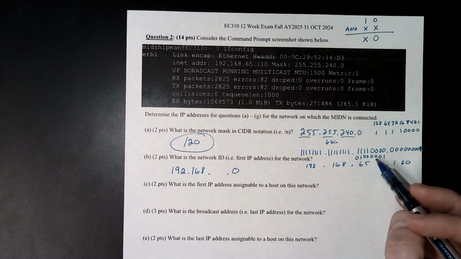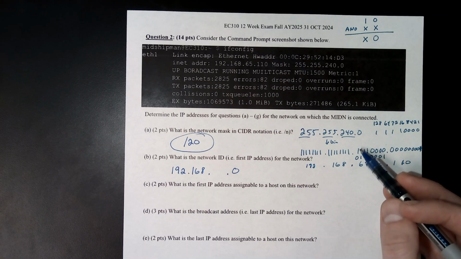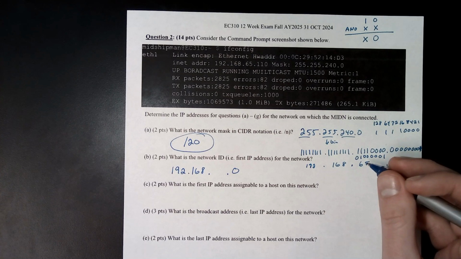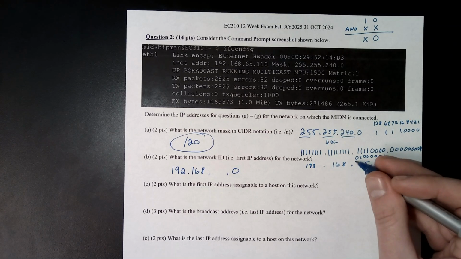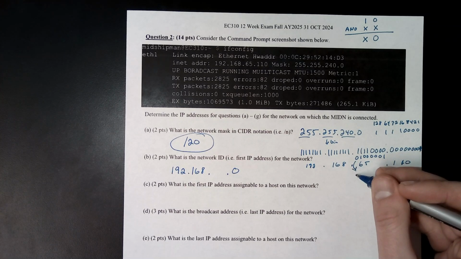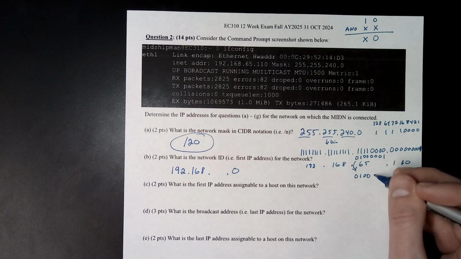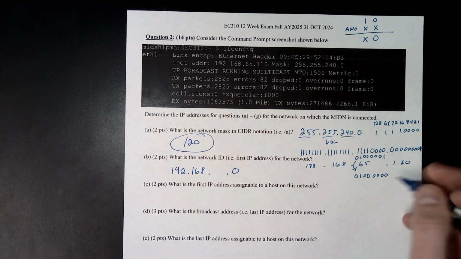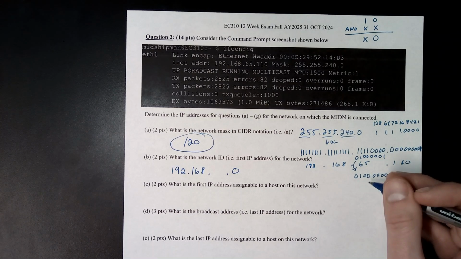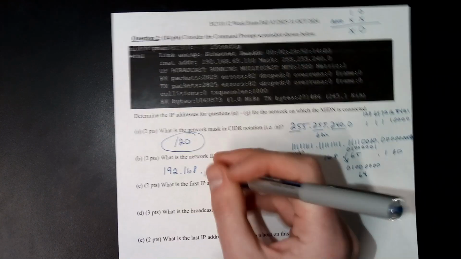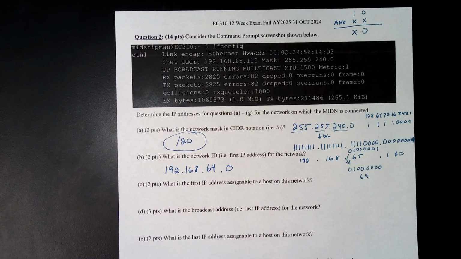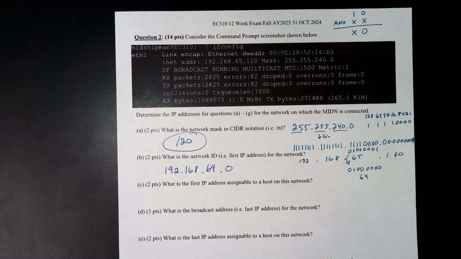So when we do the AND operation here, we're going to skip over the digit, right? My result's going to come down here. So 0, 1, 0, 0, 0, 0, 0, 0. And that's my third digit. And if we convert that back, that's going to be 64. So that's my IP, or my network ID there, is .64.0. Okay.